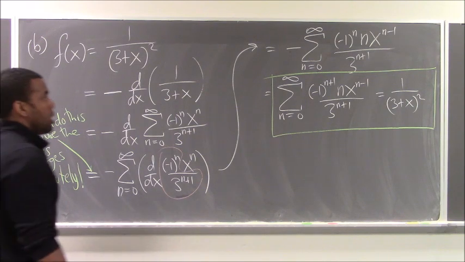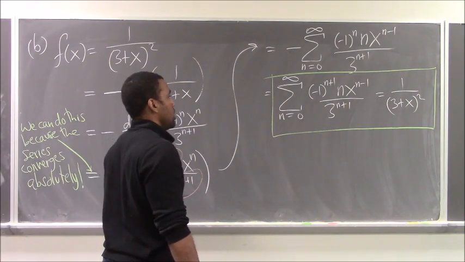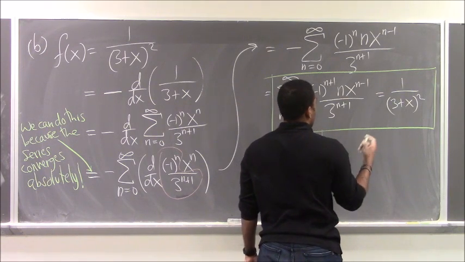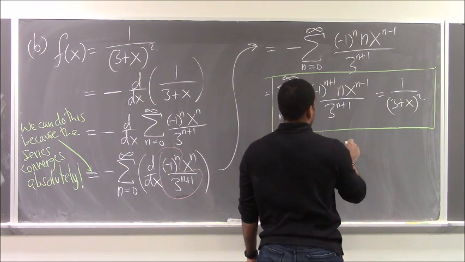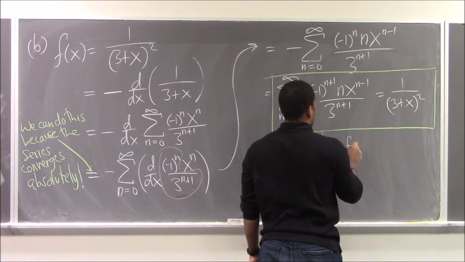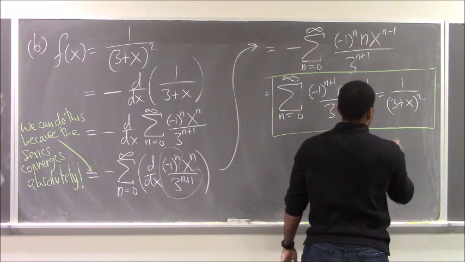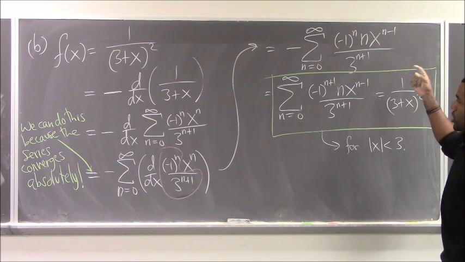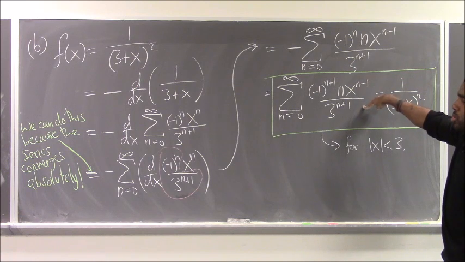Moving on to part C. And of course, this actually works the same place. So this still works for x less than 3 in absolute value. Now, of course, to know that for sure, you could do a ratio test on this.